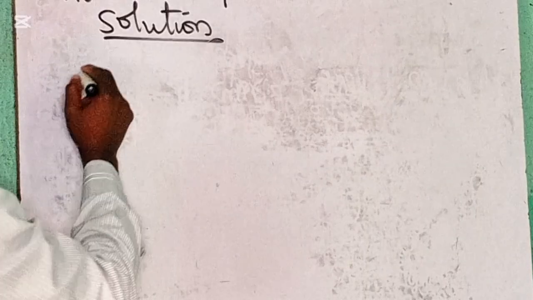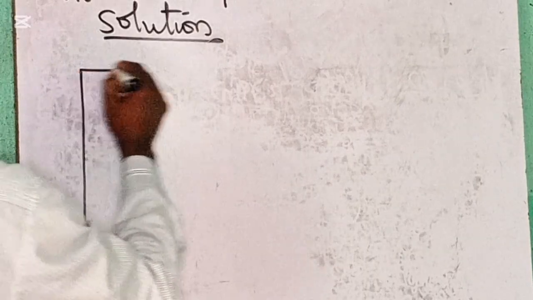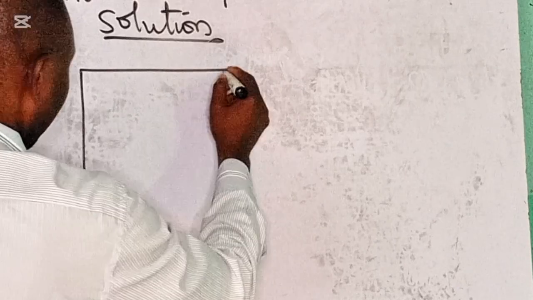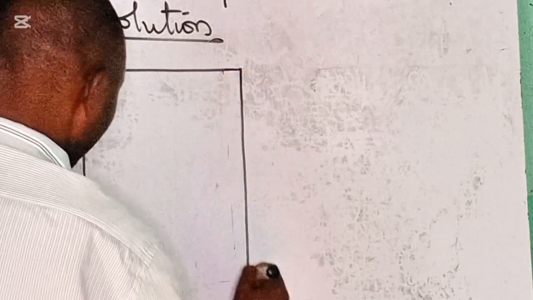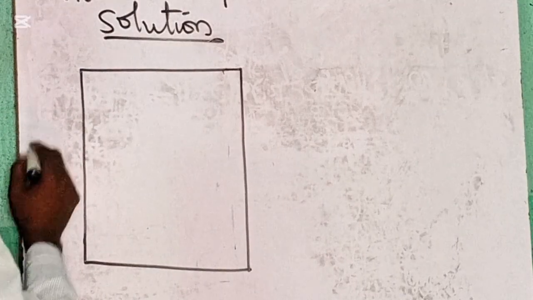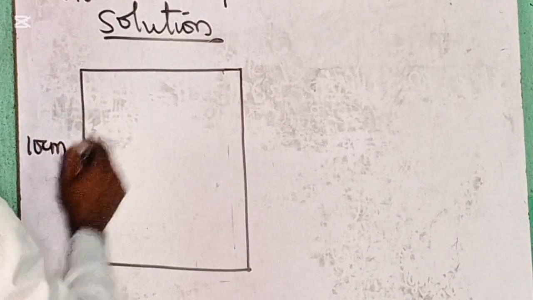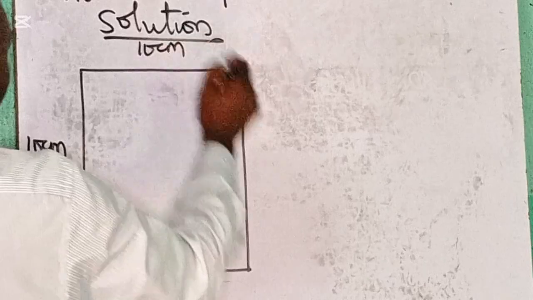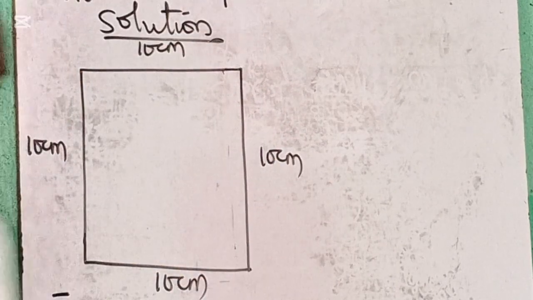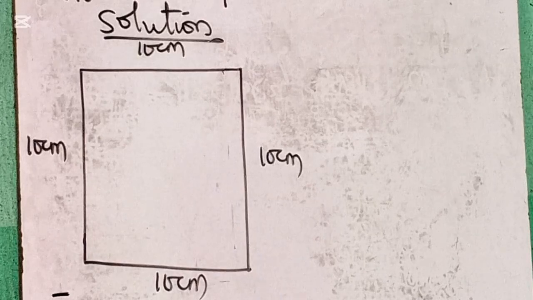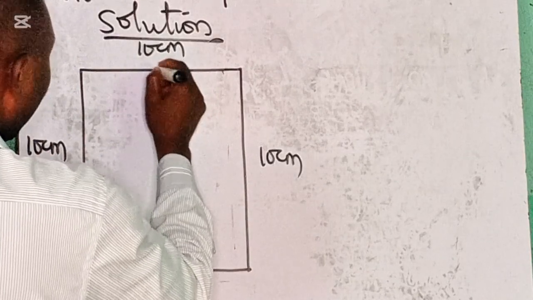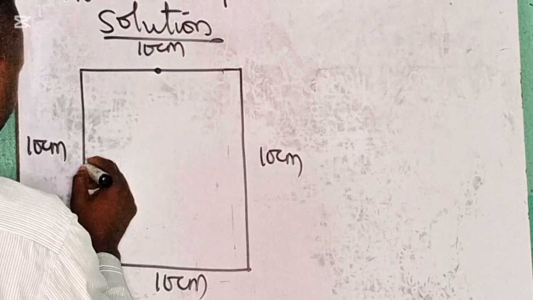Now we have a square. Now, this is a square, all right? And then they said each side is 10 centimeter. Of course, you know that all the sides of a square are equal. Now let us get the midpoint. Say this is the midpoint.